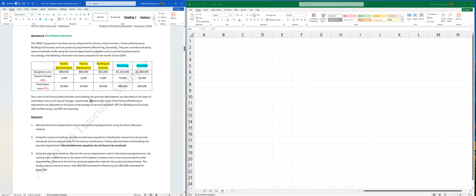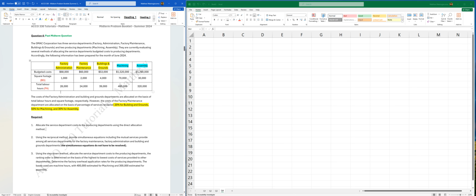Now, however, the costs of factory maintenance are allocated on the basis of percentage of service rendered, and they just give you the percentages already. Now guys, this is sort of a trick, and I'm going to show you why in a little bit, don't worry. Keep you on your toes for now. Basically they're giving you the percentages already, and I can show you the mistake that students made when I took the exam with them.